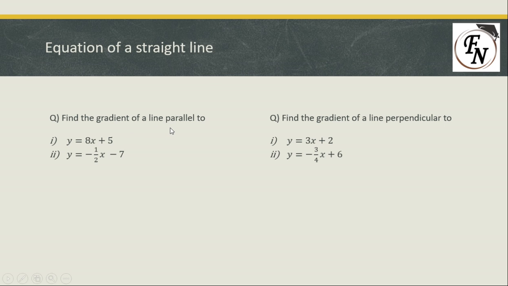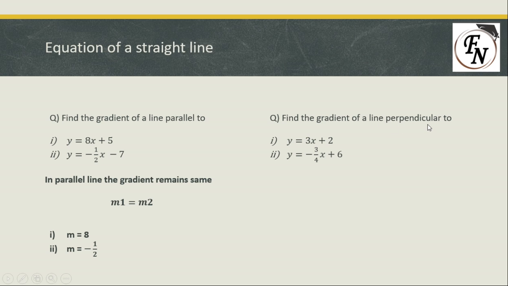When I talk about parallel lines, parallel lines have the same gradient. That means this line has a gradient of 8, and the other line parallel to it will also have a gradient of 8. In another example, I have a gradient of minus 1 over 2, which is multiplying x. So the parallel line will also have a gradient of minus 1 upon 2, as parallel lines have the same gradient, m1 equals m2.